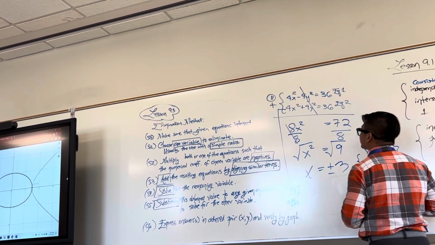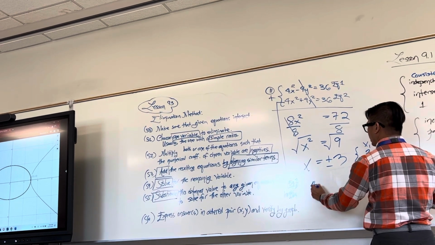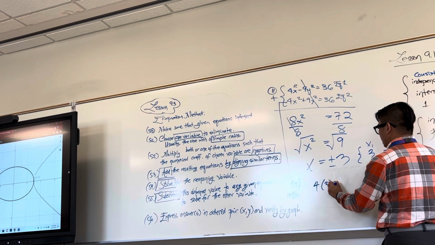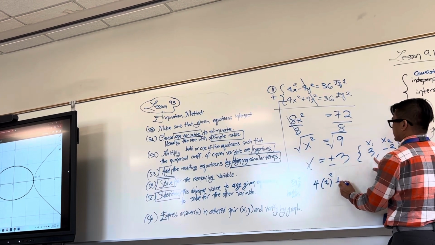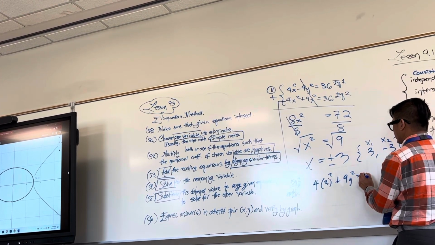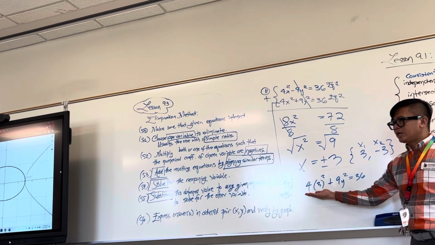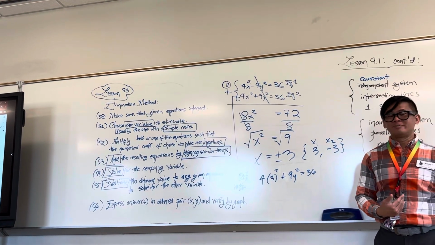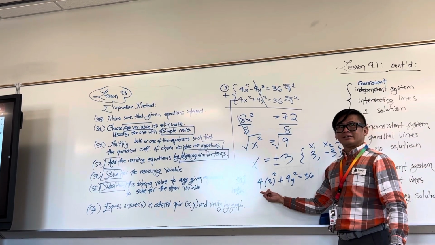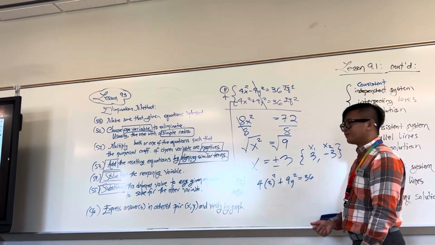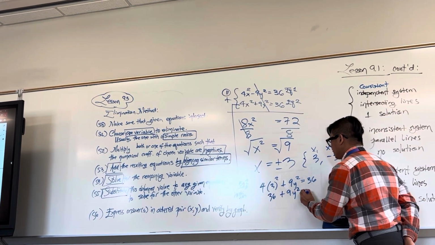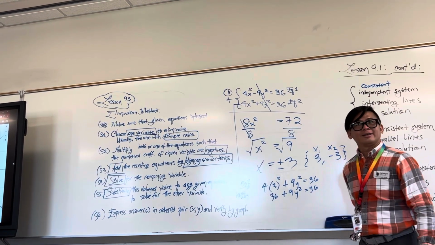Okay, let's do it again. What's your x again? 3 first, right? 3 squared plus 9y squared equals 36. So what's this going to be on your calculator? 4 times 3 squared. 36, right? So this is 36 plus 9y squared is equal to 36, right?